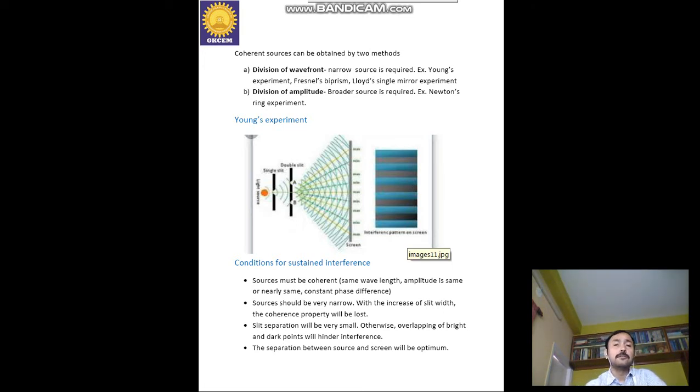Now, what are the conditions for sustained interference? Number one, sources must be coherent. Coherent means they have the same frequency, that means the same wavelength, the amplitude is the same or nearly the same, and they must maintain a constant phase difference.